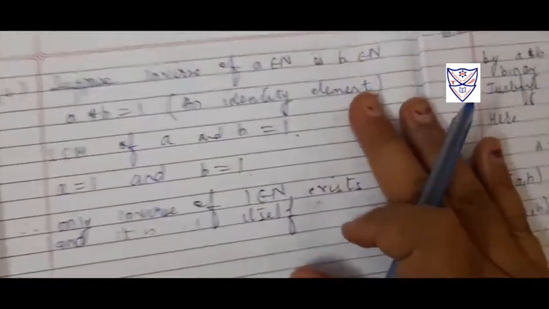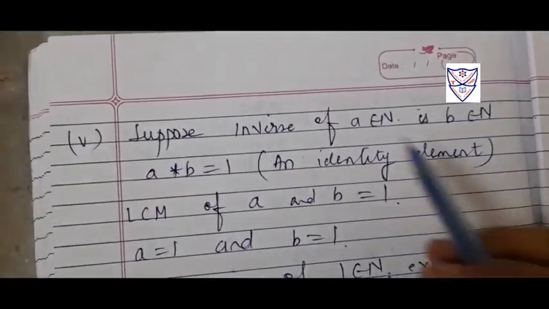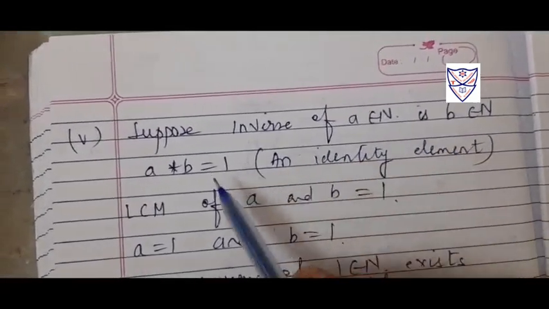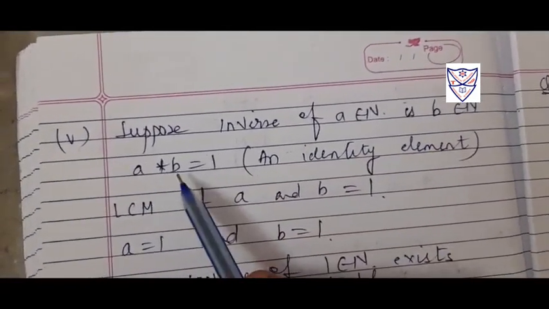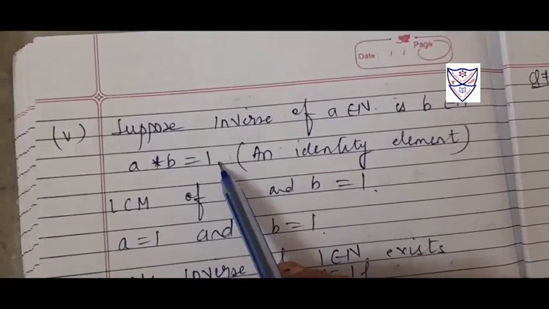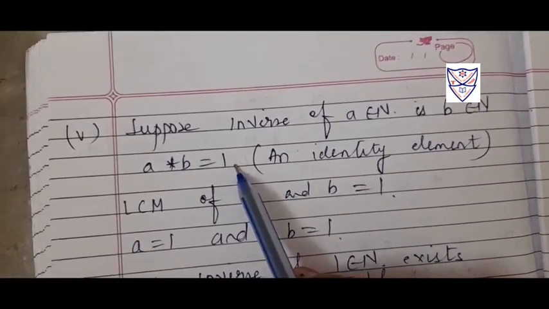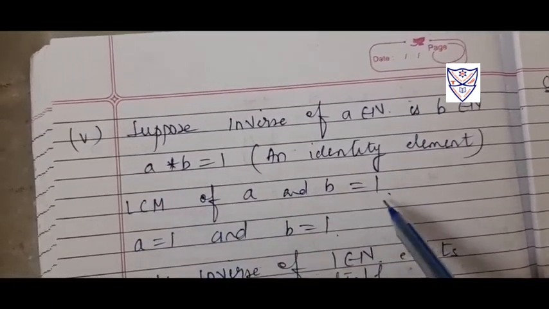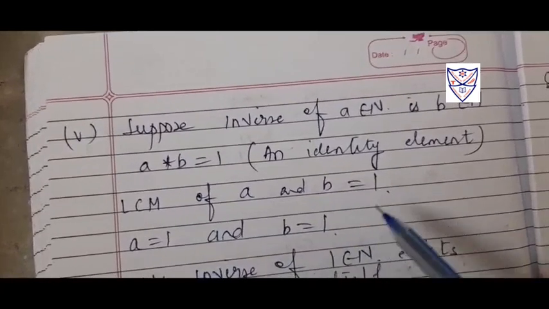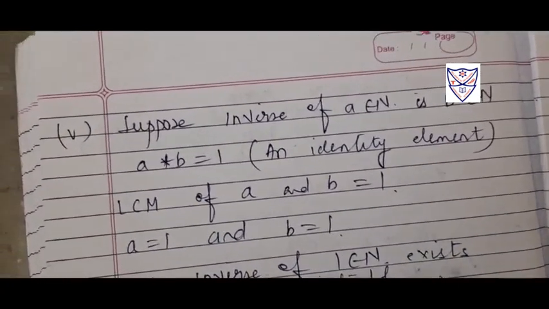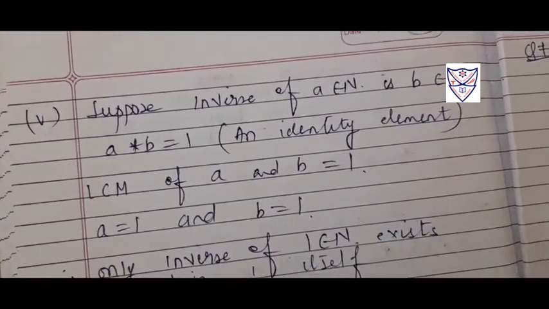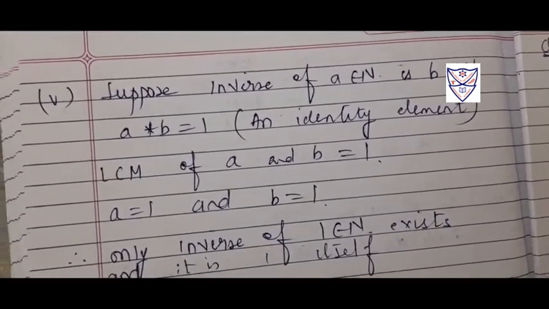Now find the inverse. Suppose inverse of a belongs to N is b. Then a binary with b is equal to 1 because 1 is the identity element. So that is the LCM of a and b is 1. That is a is 1 and b is 1. So the only inverse that exists in N is for 1, and it is 1 itself.